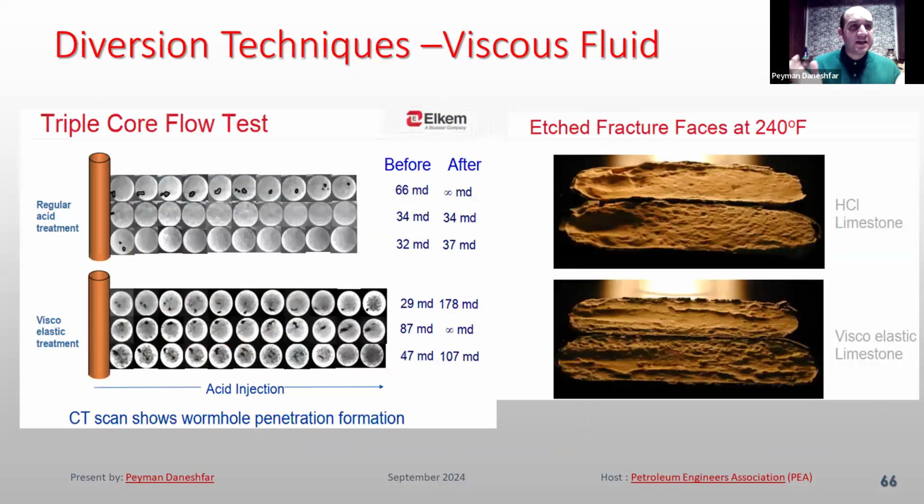Here for the LChem, that shows us that when we use a diverter, for example VDA, what we achieve about the permeability, and also when we use a viscoelastic surfactant treatment, what we achieve after acidizing. You can see the permeability here, and also the phase dissolution of the formations.